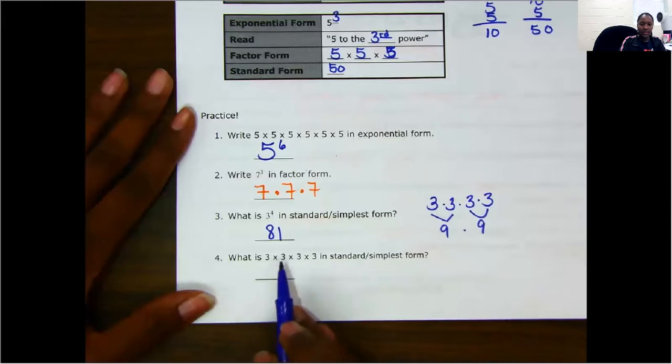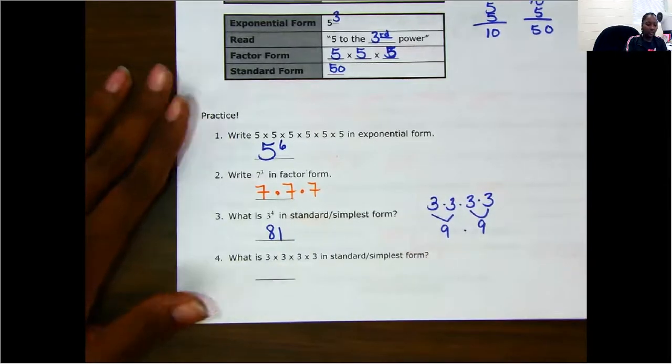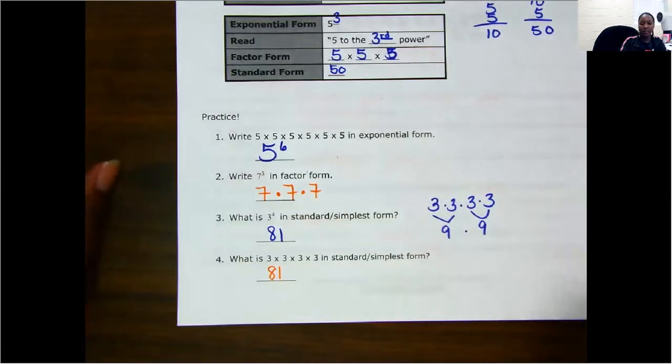What is 3 times 3 times 3 times 3 in standard simplest form? That was very familiar over here. I just did that. I worked that out just a minute ago. I know that that is 81.